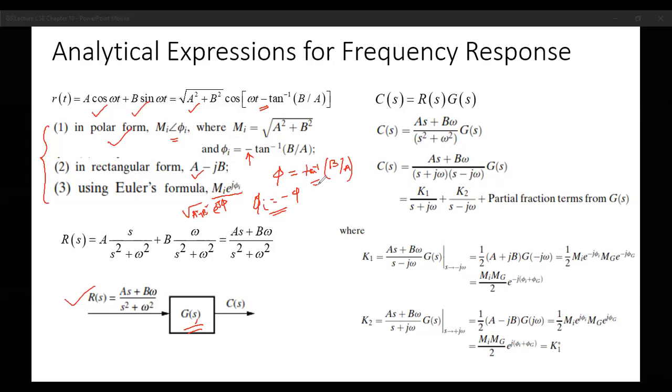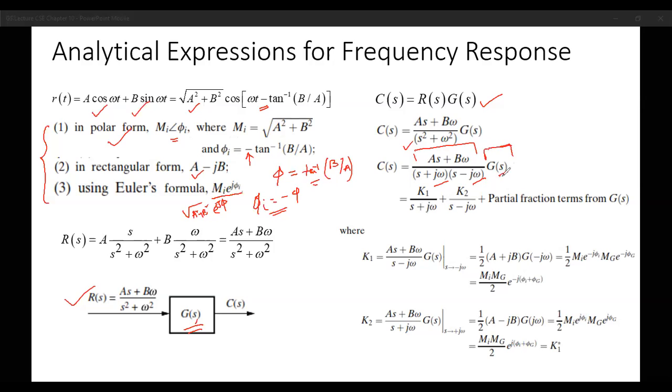Now, what will be the output? Output is simple. Output is the input into the system transfer function, that is G of S. We already know what our input is in the Laplace domain. It has two roots, at minus j omega and at plus j omega. So we have two partial fractions of the input, as well as we have to find the partial fractions of G of S.